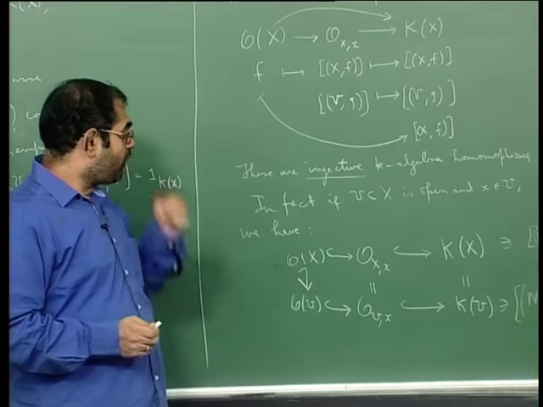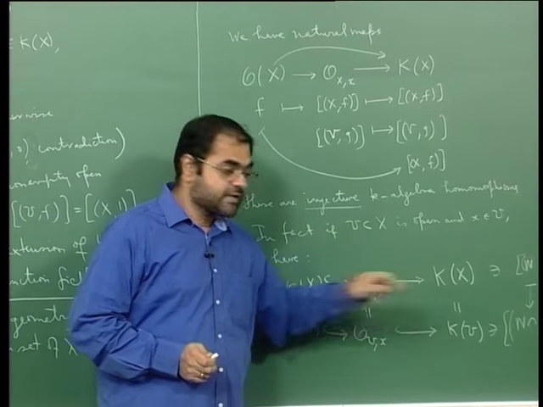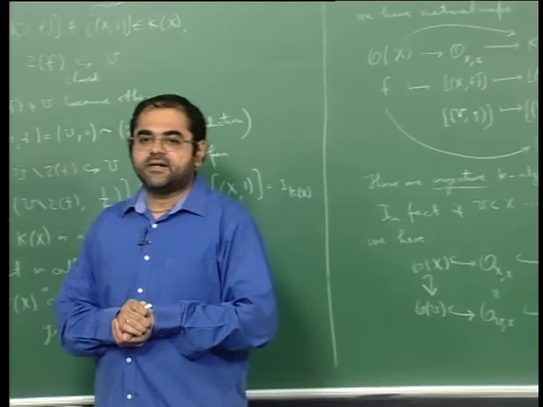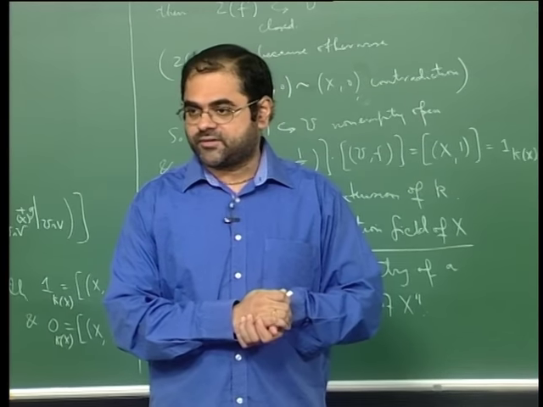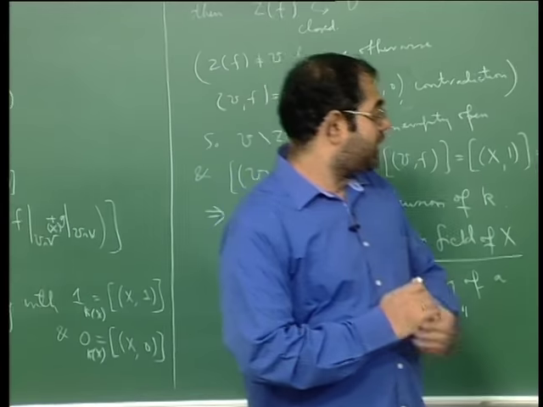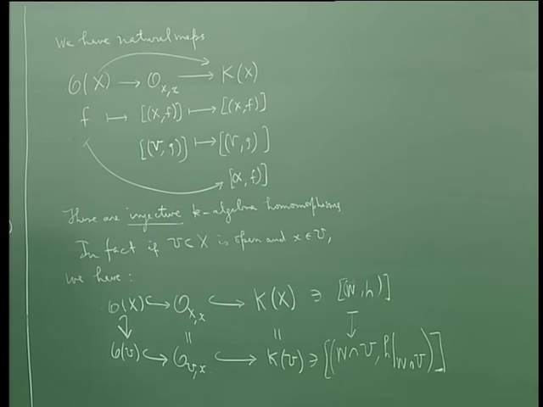All right, and now what I have to do is to tell you what this K_X will be if X is an affine variety, and what this K_X will be if X is a projective variety. We need to understand what that is. We already understood what the local rings are when X is an affine variety or a projective variety.